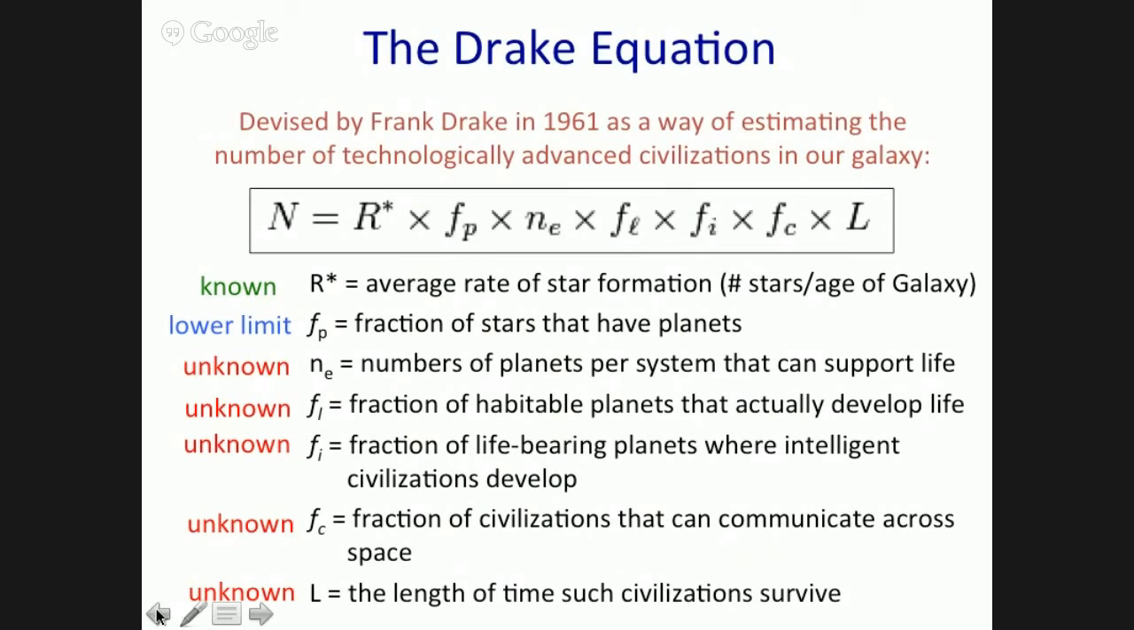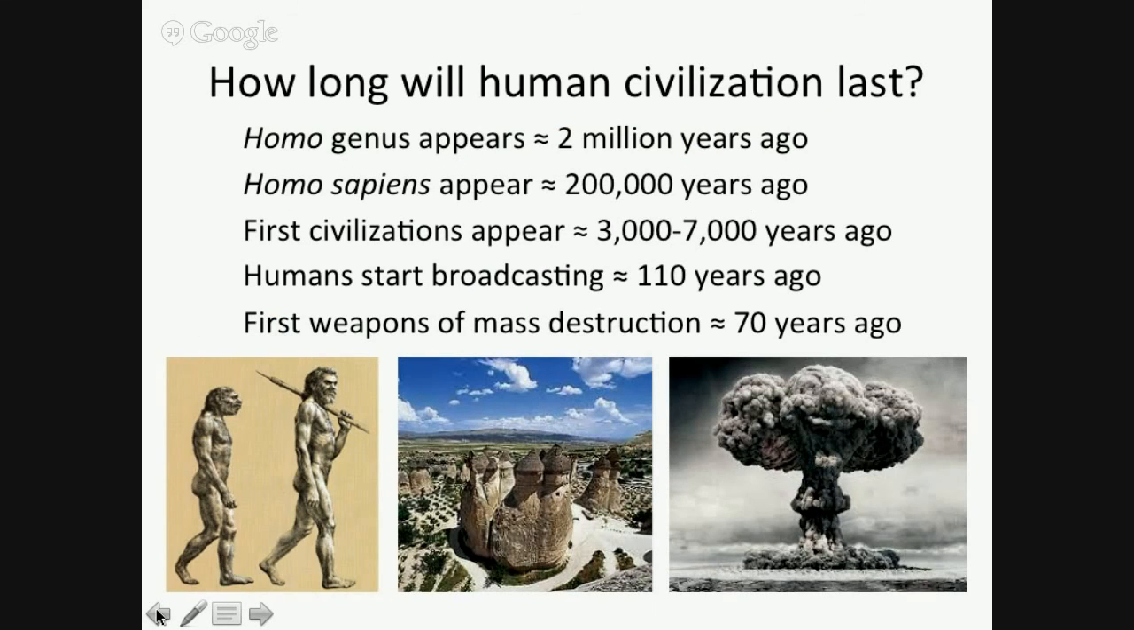Okay? All right, and then the last and probably the most important factor in the end here is how long such civilizations last. And again, this is a speculative question because we have one example of which we don't actually know the outcome for, fortunately, right? So, as a civilization, we appeared on the planet as a genus about 2 million years ago. We appeared on the planet as a species only about 200,000 years ago. Our first civilizations are within the last few thousand years. We've only been technologically capable to transmit out into space in the last 100 years.